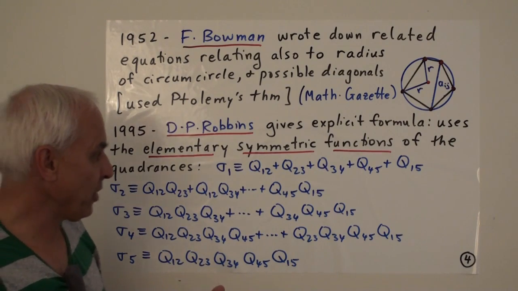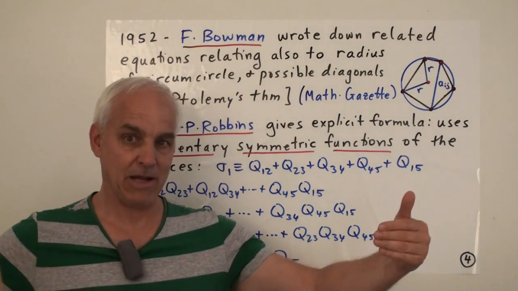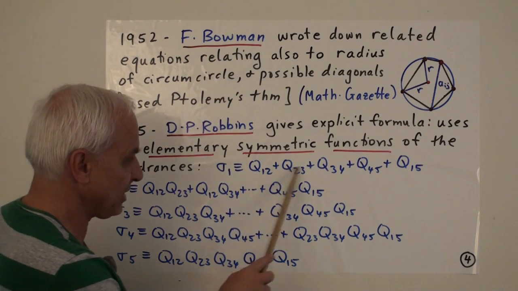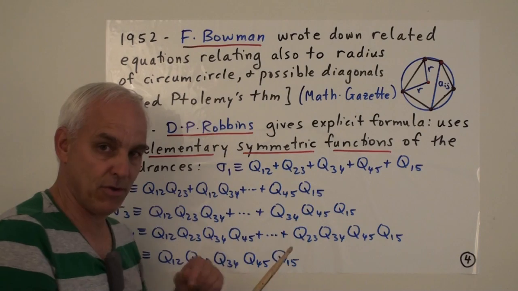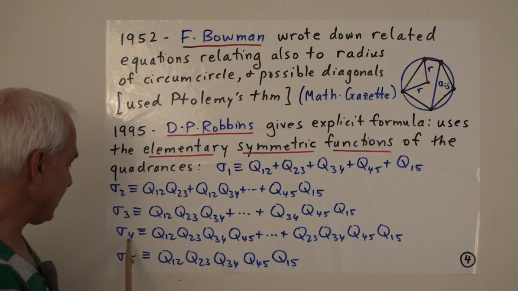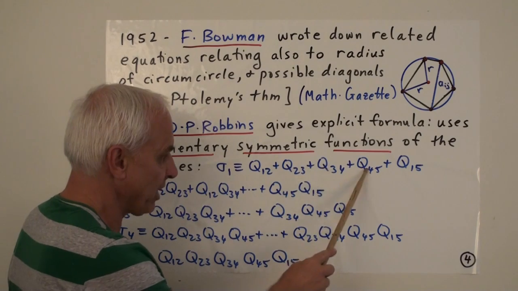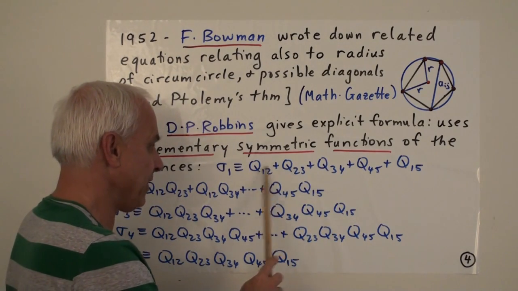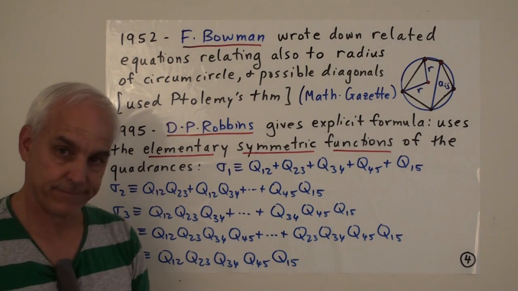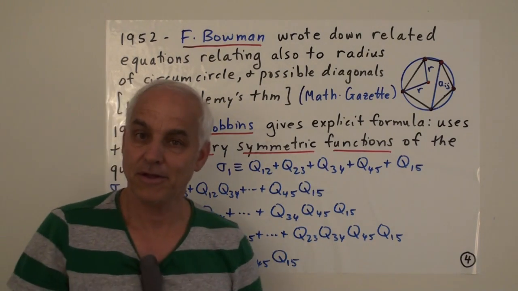And then the third one is the same kind of story where you take all possible three different Q's and multiply them together. And then you add up all those possible products. So, for example, Q1,2, Q2,3 times Q3,4, the product of these three. And then the next one might be the product of these three, and so on. You go through all possible combinations. So it's 5 choose 3 combinations. You add them all up and you get sigma 3. To get sigma 4, you go through all possible products of 4 of them. Well, there's only 5 such possible products because you can multiply these 4 together by just forgetting about that one, or you can multiply these 4 together, forgetting about that one, and so on. There's 5 possibilities. And finally, sigma 5 is just the product of all 5. All right. So these are called the elementary symmetric functions of these 5 quantities, and they figure prominently in Robbins' formulas.